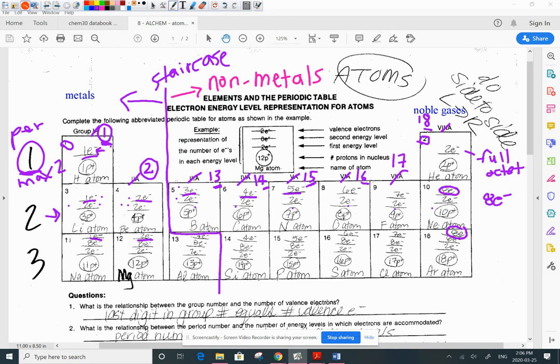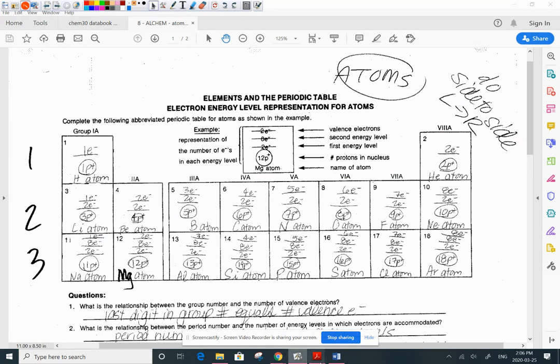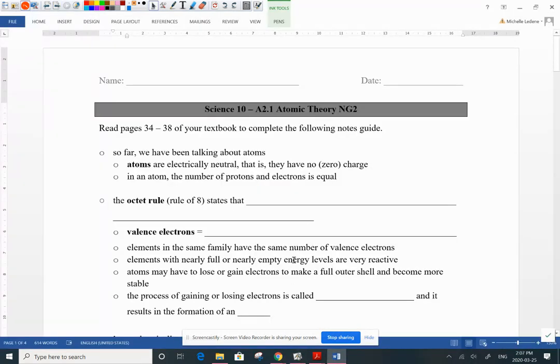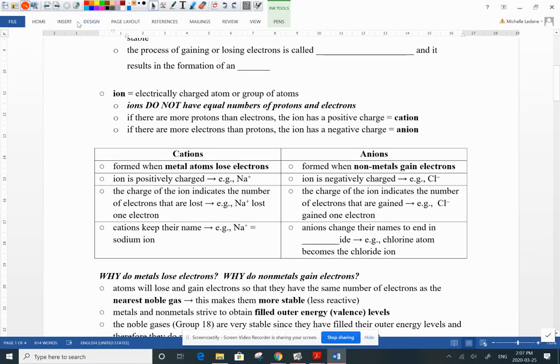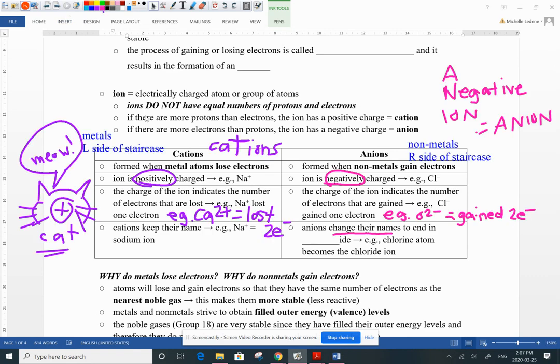But now we're going to start talking about ions, and ions are always trying to make a full octet. To do that, they're either going to have to gain or lose electrons, and in doing so, they end up with more positives or more negatives, and that creates the ion charge. So when we look at ions, they are electrically charged. They do not have equal numbers of protons and electrons.